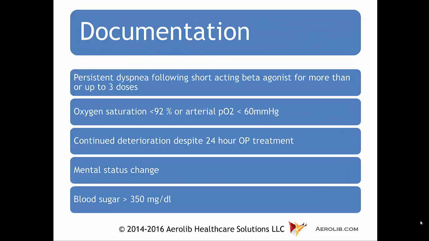At the end now, let's again look at documentation points which help us make diagnosis of acute respiratory failure. Number 1 is persistent dyspnea following short-acting beta agonist for up to 3 doses. Oxygen saturation less than 92% or arterial PO2 less than 60 mm mercury. And continued deterioration despite 24-hour outpatient treatment. These are also more on lines of justifying patient's admission to the hospital rather than treating patient as an outpatient. And other subjective findings like mental status changes and blood sugar of more than 350 mg per deciliter.